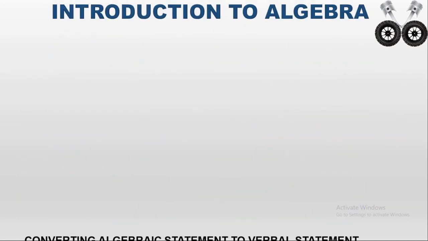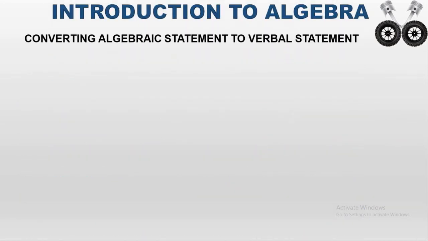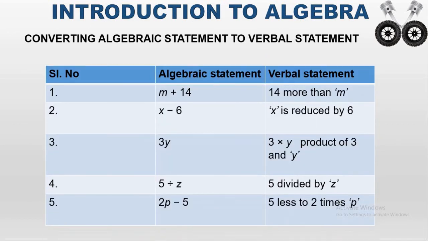Next one is converting algebraic statement to verbal statement. Here the algebraic statement is given. For that algebraic statement you have to write the verbal statement. So first one is m plus 14. That can be written as 14 more than m, or otherwise you can write sum of m and 14, or m is increased by 14. So anyway you can write.